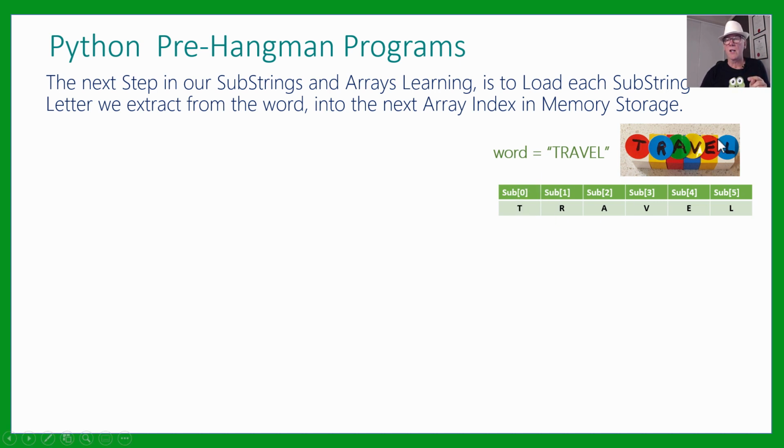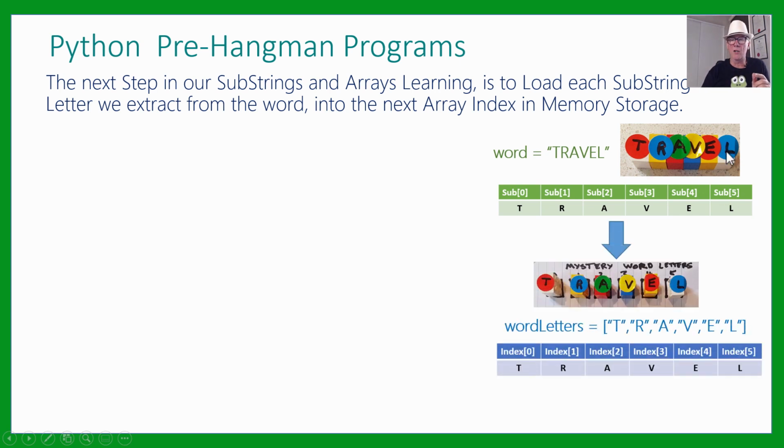This T is at substring 0, and this block on the end is at substring 5. So that's what we're trying to do, and we're going to have this process unsnap all those Lego blocks, pull all the letters apart using substrings, and then put them in a different thing called word letters. This one is called word. That's a string variable. It holds it all stuck together as one.